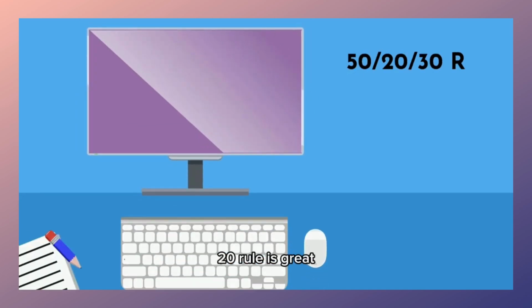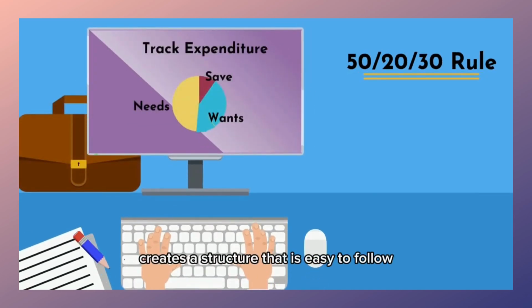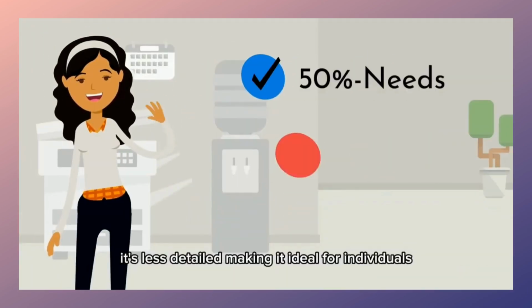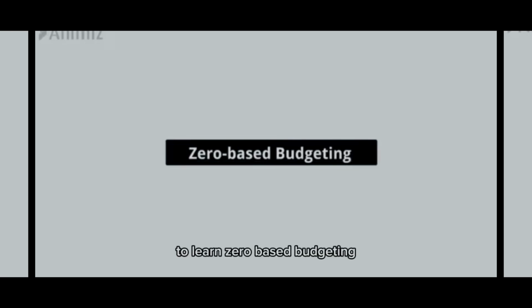The 50-30-20 rule is great because it helps you track your expenditure easily. Having just 3 categories creates a structure that is easy to follow and helps one to focus and manage money better. It's less detailed, making it ideal for individuals who have busy lifestyles and minimal time available in a day. To learn zero-based budgeting, let's start the video.